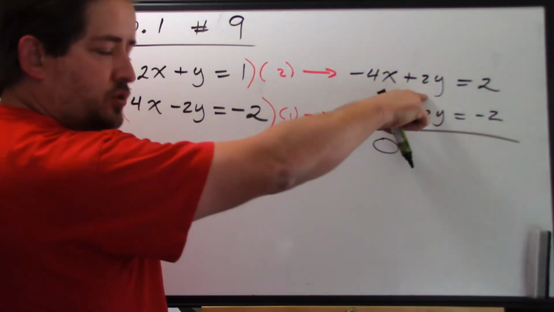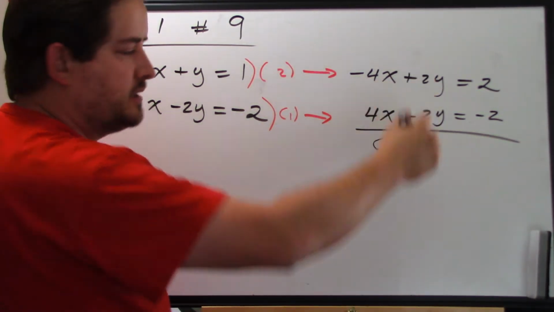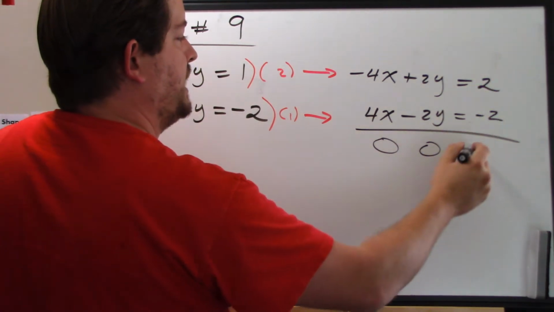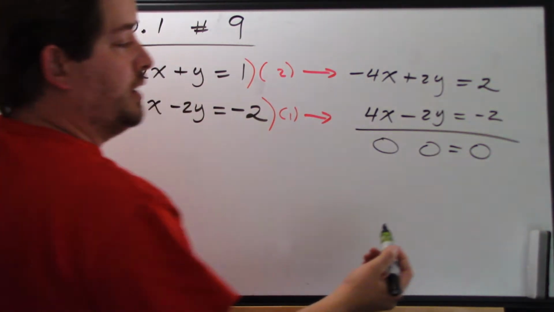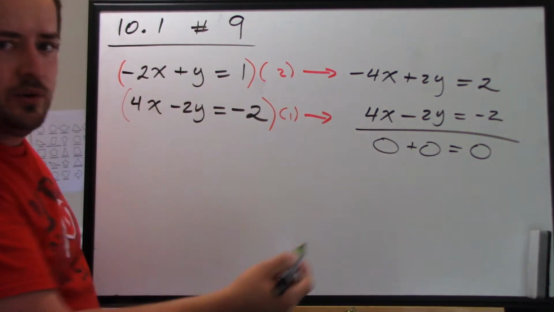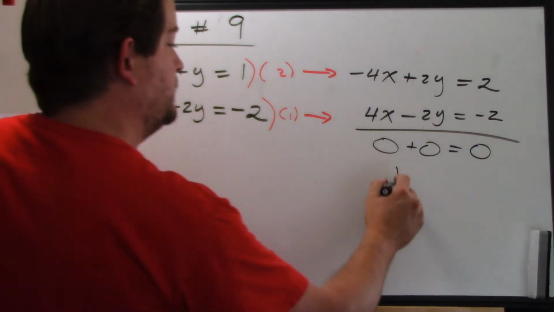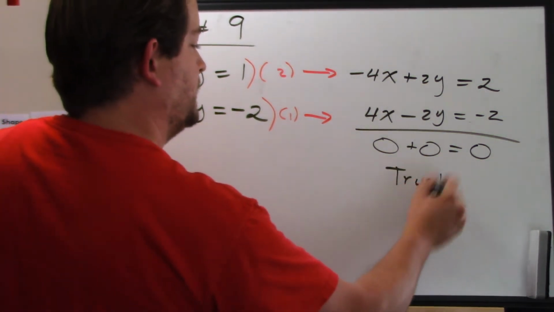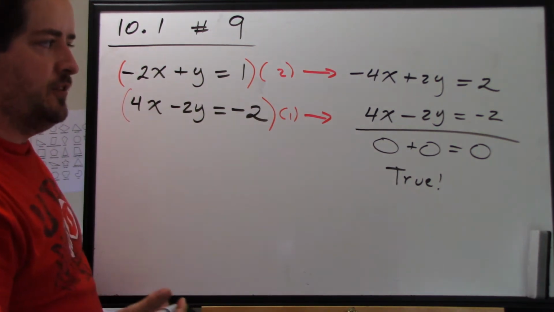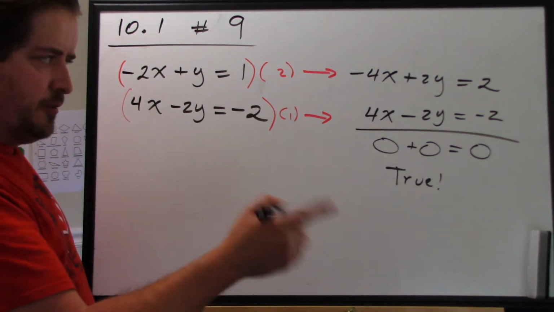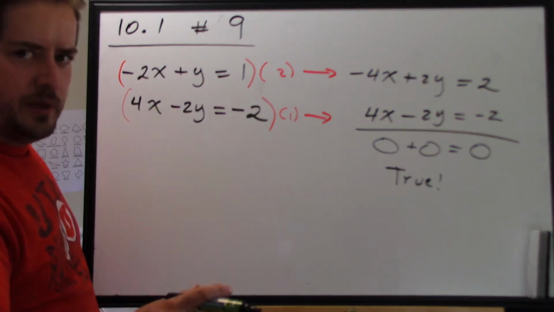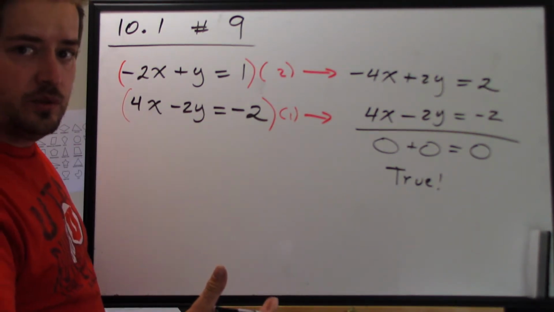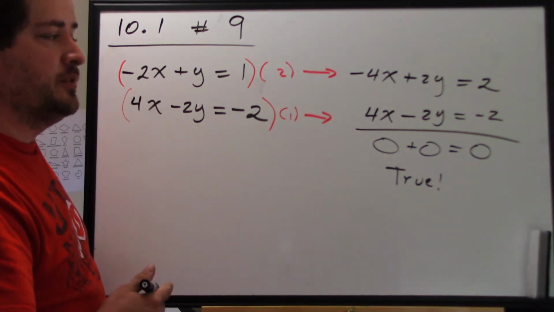0. 2y, negative 2y, cancel out, 0. 2 and negative 2, 0. What I've got is a true equation, right? This is true. And if it's true, that means there's an infinite number of solutions, right? If my x and my y both disappear and I end up with still a true equation, then I have an infinite number of solutions.